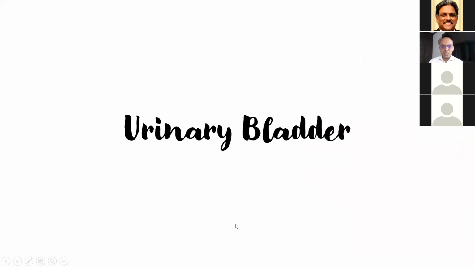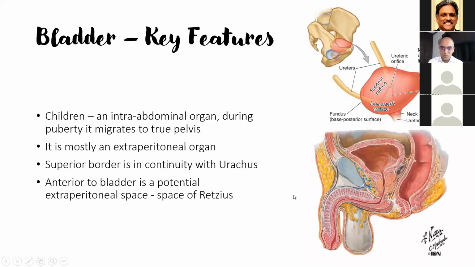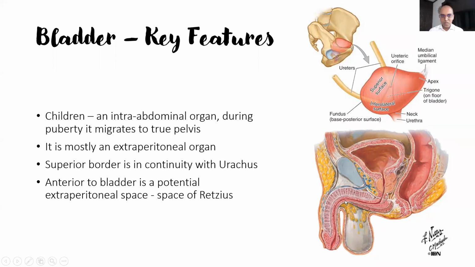Coming to the urinary bladder. The urinary bladder is an intra-abdominal organ in children, and during puberty it migrates into the true pelvis. It is mostly an extraperitoneal organ, sharing its borders with the peritoneal cavity on its dome and part of the posterior bladder wall. The superior border of the bladder anteriorly is in continuity with the urachus, which is the obliterated median umbilical ligament.